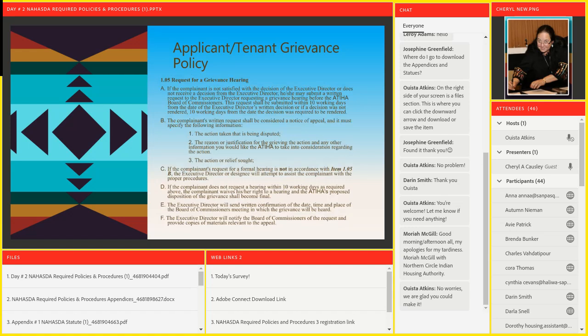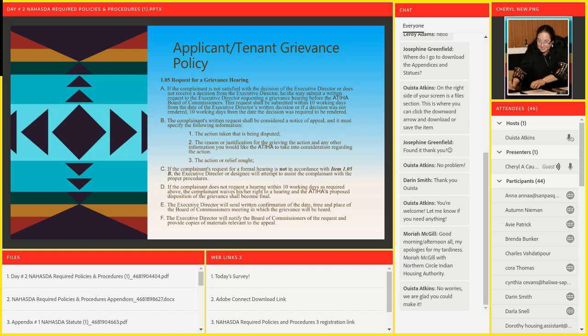The request for a grievance hearing: if the complainant is not satisfied with the ED's decision or does not receive a decision from the ED, he or she may submit a written request to the executive director requesting a grievance hearing before the Board of Commissioners or the Tribal Council. The request shall be submitted within 10 working days from the date of the ED's written decision, or if a decision was not rendered, 10 working days from the date the decision was required to be rendered.